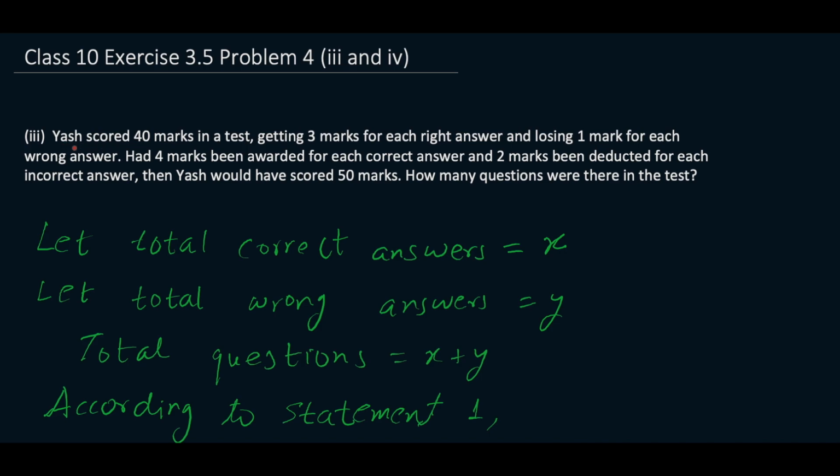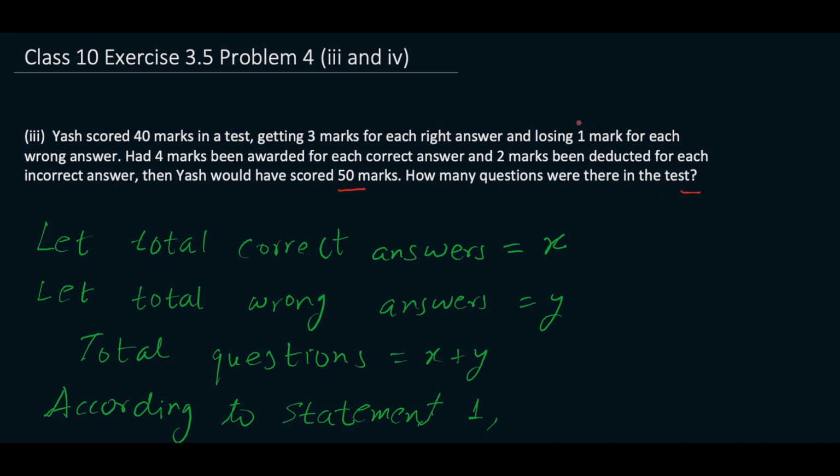So our problem 3 is: Yash scored 40 marks in a test, getting 3 marks for right answer and losing 1 mark for wrong answer. Had 4 marks been awarded for each correct answer and 2 marks been deducted for each incorrect answer, Yash would have scored 50 marks. How many questions were there in the test?